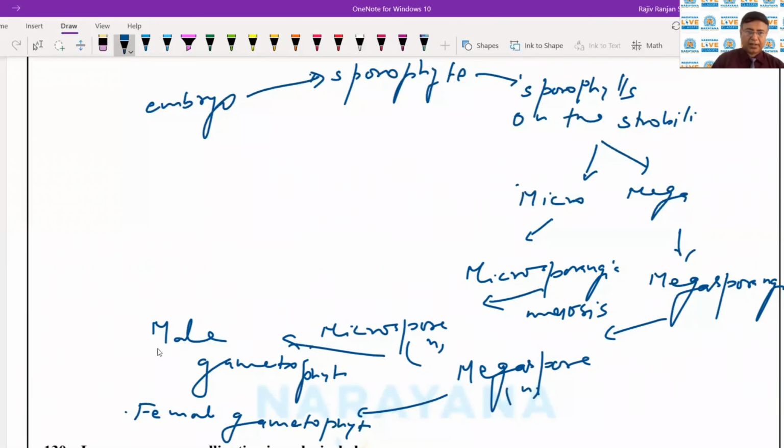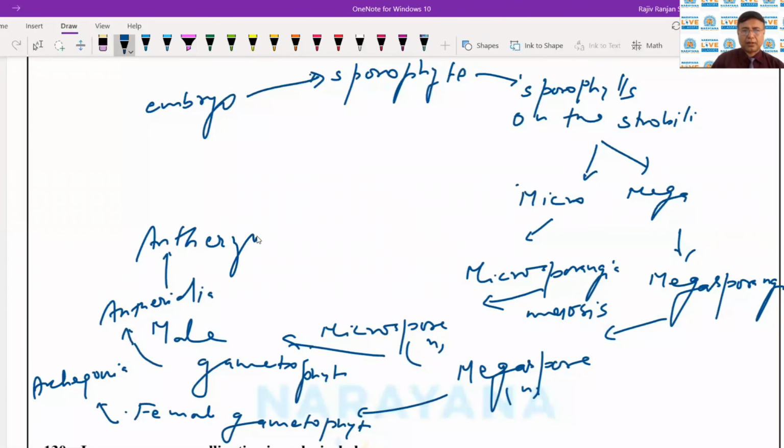And here the male gametophyte produces antheridia. Female gametophyte bears archegonia. Antheridia produce antherozoids. Archegonia produces the ovum.